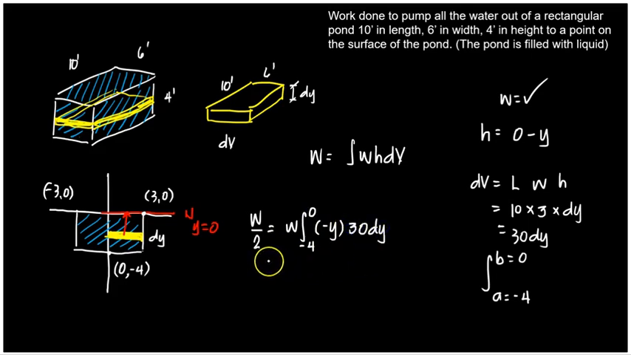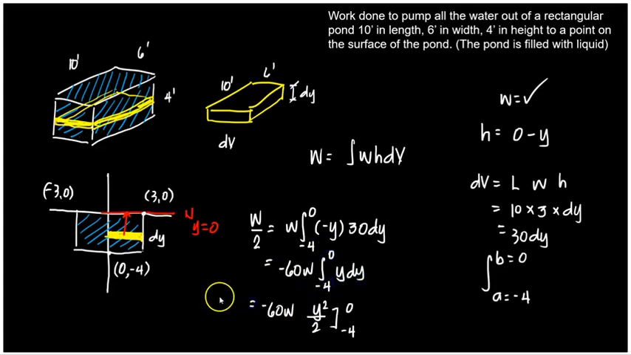So let's just multiply everything. This becomes -60w integral of y dy from -4 to 0. So that's -60w y squared all over 2 from -4 to 0. Let's just plug in. 4 squared is 16, divided by 2 is 8, times 60. That's 480w work units.